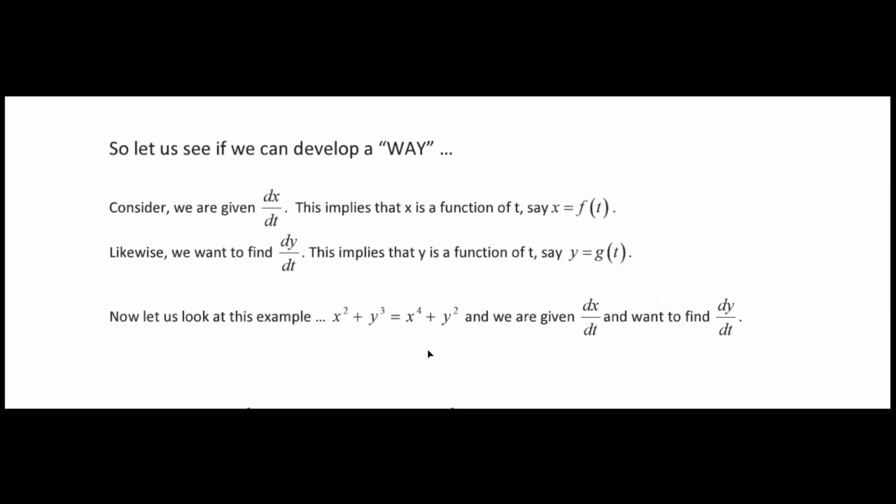Now, we've constructed an expression here. It's a fairly simple expression. If it was too simple, it wouldn't get done what we want, but we don't want to make it any more difficult than we have to. In other words, we've included no trig functions, no products, no quotients, no exponentials, no logarithms, just x squared plus y cubed is x to the 4th plus y squared. And remember, in our problem, we're given dx/dt, we want to find dy/dt. So the same is true here. We want to take this expression, given the fact that we're given dx/dt, how would you find dy/dt?